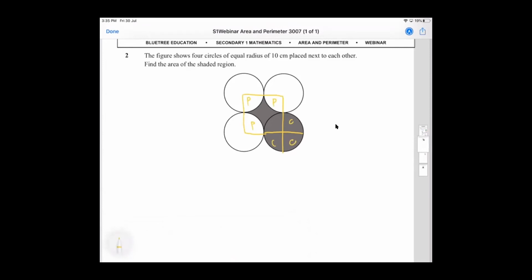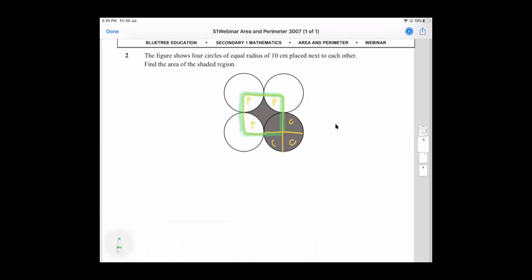So the total area of the shaded region is actually equal to the area of the square. The area of this square here. I can actually cut and paste because they are all 4 identical circles, but you have to make sure they are identical first. They have equal radius, so they are identical. Identical means the same. So if they are the same, then you can do the cut and paste.